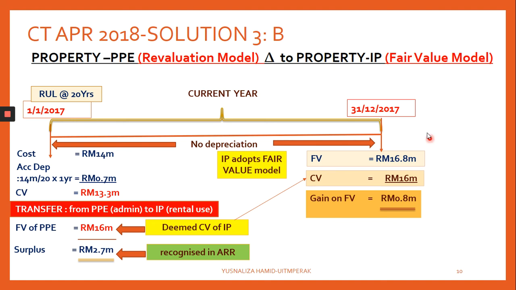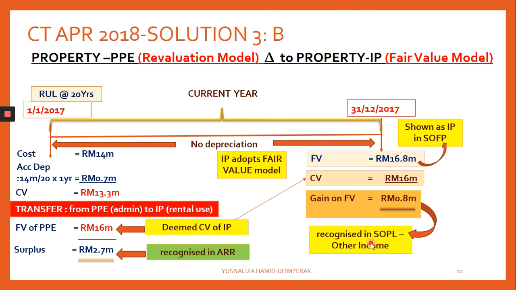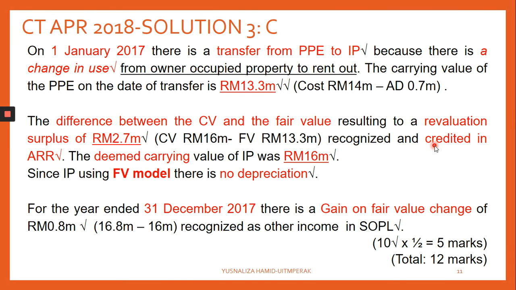If you compare 31st of December 2016, it is still an item under PPE, but at 31st of December 2017, that is under IP, put on the non-current assets, and the gain will be reflected in the SOPL. It will be recognized in the SOPL as other income, as I said earlier, shown in the SOPL for the year ended 31st of December 2017.